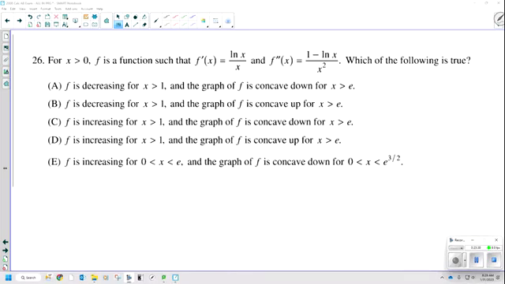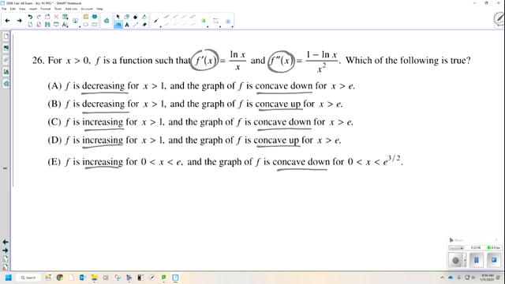Number 26. For x greater than 0, f is a function such that the derivative of f of x is ln of x over x, and the second derivative is 1 minus ln of x over x squared. Which of the following is true? Looking at all these answers: decreasing, increasing, which is first derivative, but it also says concave down, concave up, so that's second derivative stuff.